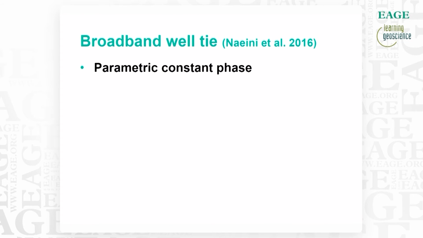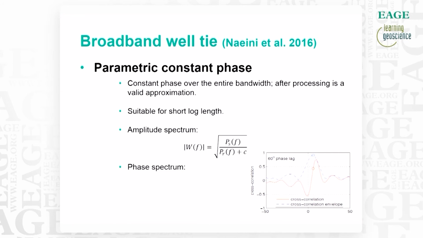Starting with parametric constant phase, the idea is that hopefully during processing they've done a good job on zero phasing the data, and what is left is perhaps a constant phase over the entire bandwidth. That would be a valid approximation and would help us constrain the least squares problem. With that, it's probably more useful for short log length.